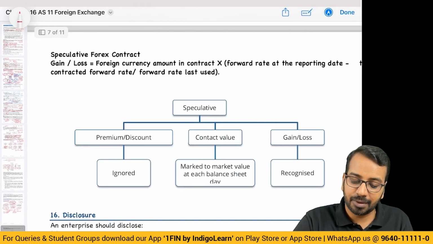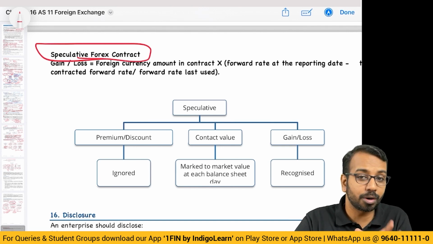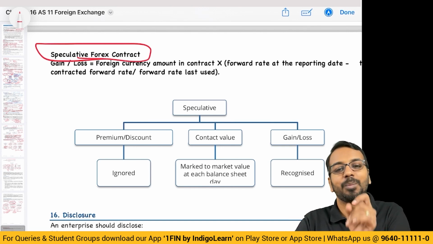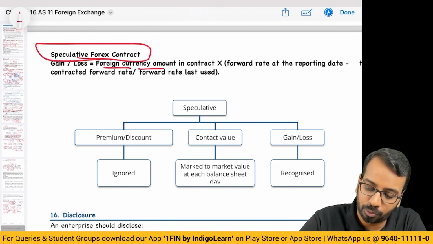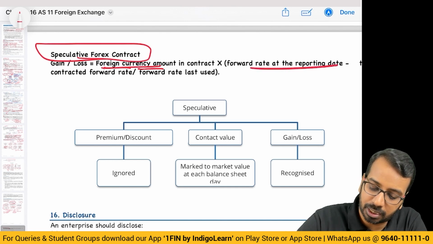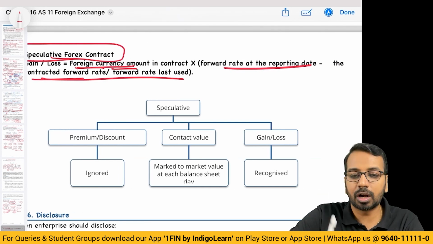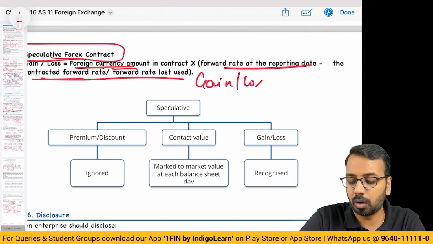Whereas if it is a speculative forex contract, speculative means what? I don't want to safeguard myself. I am just entering into the transaction to make money because of exchange rate differences. Then in that case, the foreign currency amount whatever I have entered into, and the rate on the date versus the rate which is contracted, whatever are the changes, that is gain or loss.